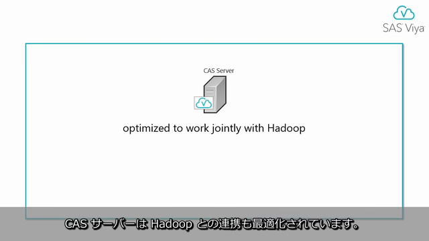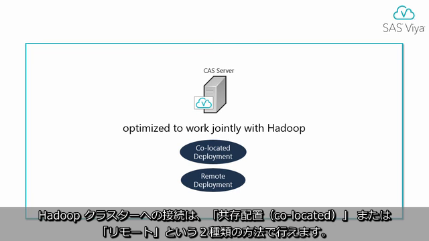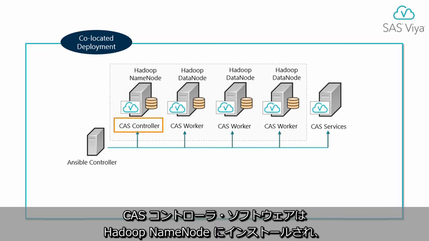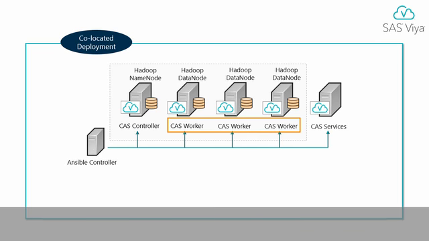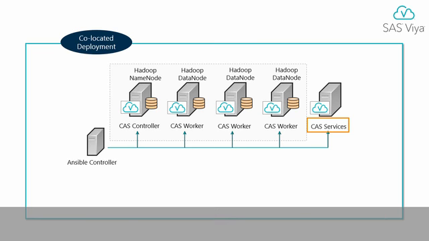CAS servers are optimized to work jointly with Hadoop. You can connect to a Hadoop cluster in two ways: a co-located deployment and a remote deployment. Co-located deployments install the CAS in-memory runtime environment onto an existing Hadoop cluster. The CAS controller software is installed on the Hadoop name node, and the CAS worker software is installed on the Hadoop data nodes. Notice that other CAS services are deployed to a separate machine.